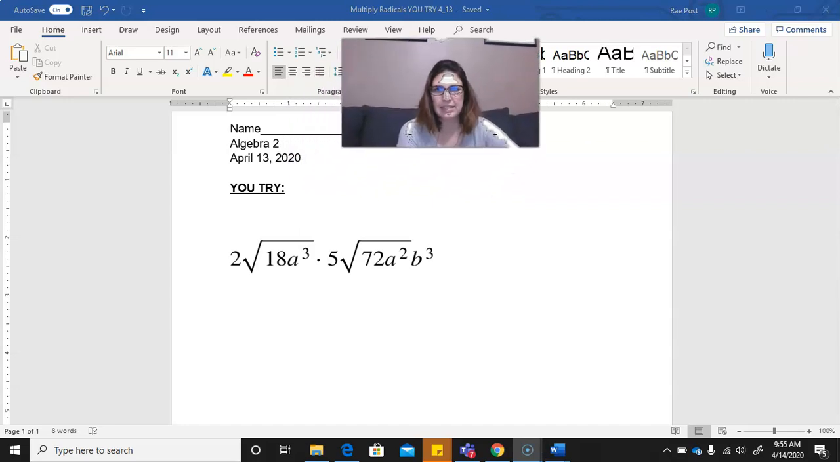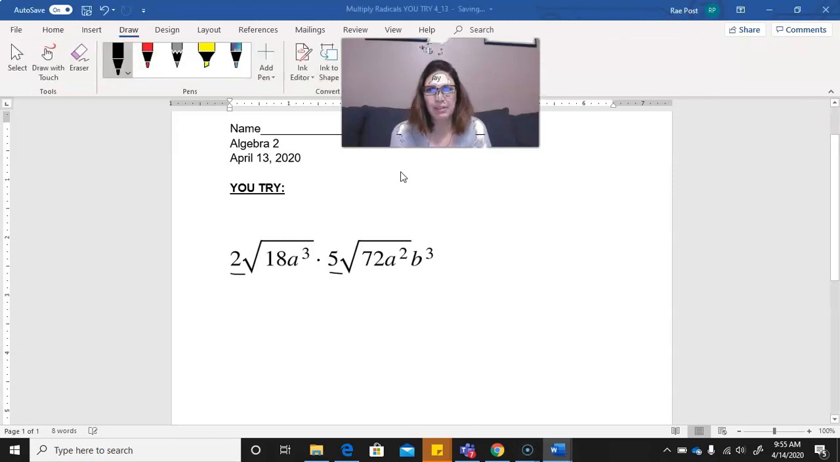It looked like this. This was the U-try problem you all had yesterday. A lot of you had questions about the variables, so I'm just going to quickly show you what it should have looked like. Hopefully you would have multiplied your coefficients, your 2 times your 5, and you would have brought everything together using your product property of radicals. So you would have had your square root of 18a cubed, and you would have multiplied that by your square root of 72a squared b cubed. And you know that 2 times 5 is 10.